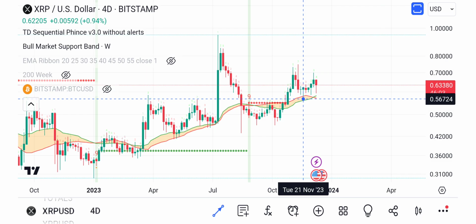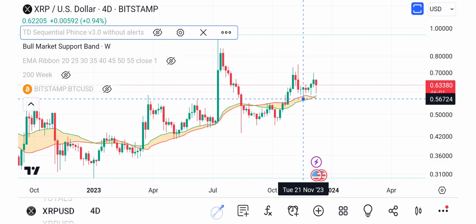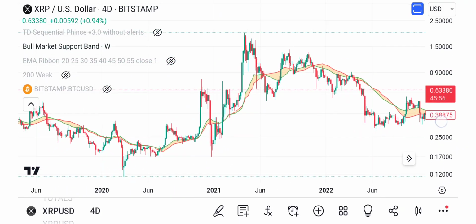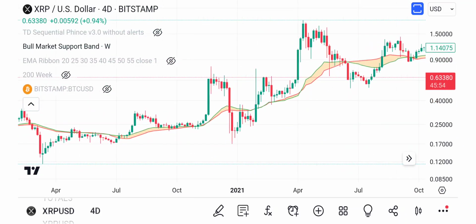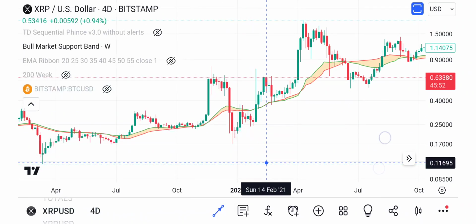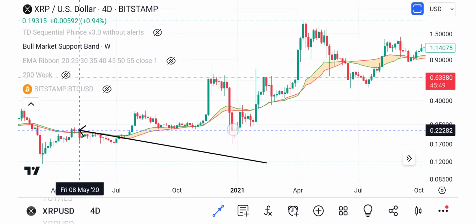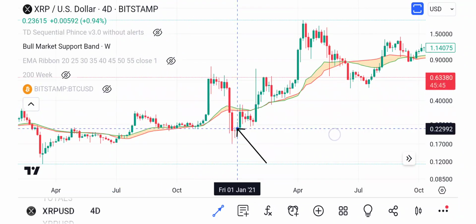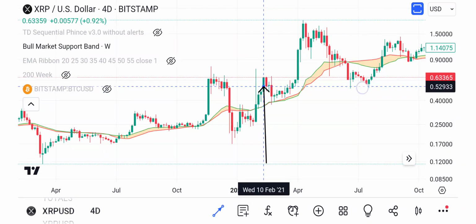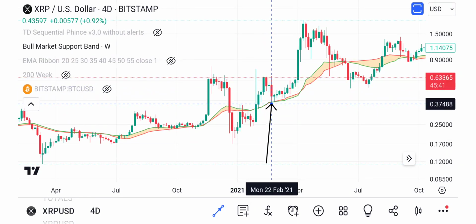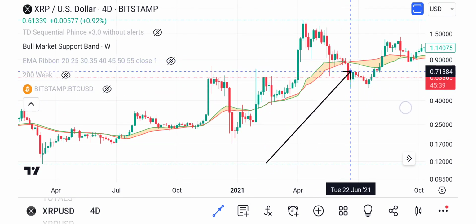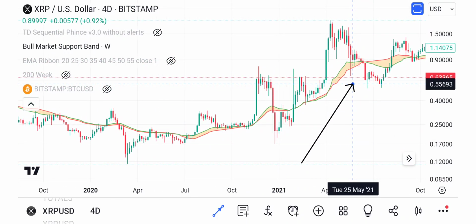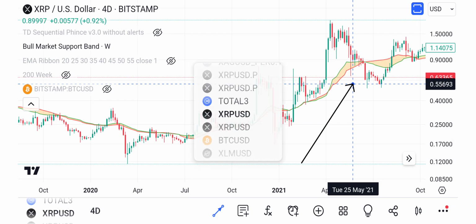Also, I like TD sequential. That'll be a different day to go through that. But yeah, if you could see the bull market support band, it often acts nicely. Look at this, resistance. We get above, now it's acting as support. We broke below, now it's acting as resistance. We get back above, now it's acting as support, right? It's acting as support until it doesn't. So it's really good. Even with Bitcoin, it's good.